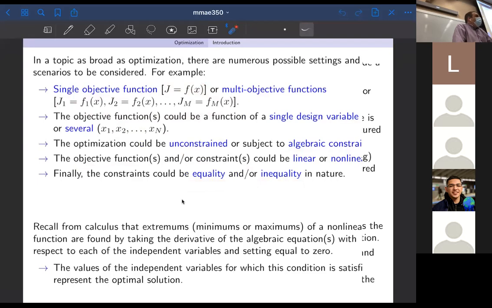So that's an equality constraint. We have all these options, and you can mix and match. So you could have a single objective function with a whole bunch of design variables that's constrained with nonlinear equality constraints. Or you could have multi-objective functions with one design variable, no constraints, it's nonlinear, and inequality. All these different combinations are what, again, makes this very complicated.